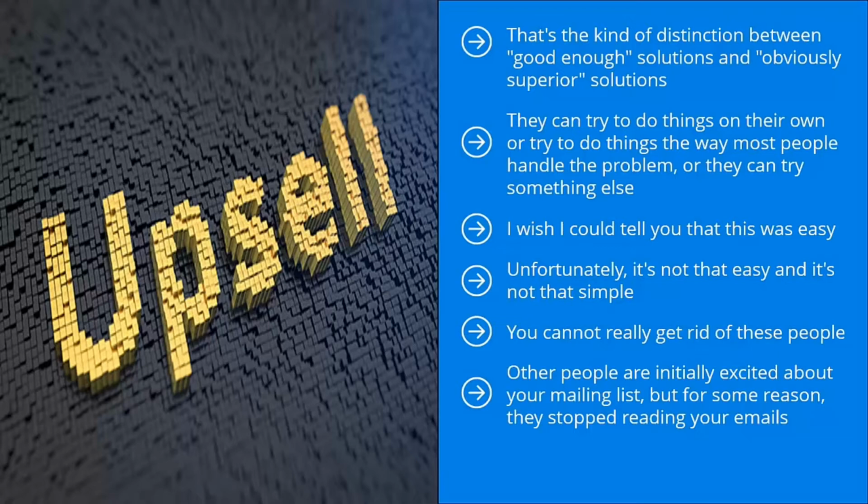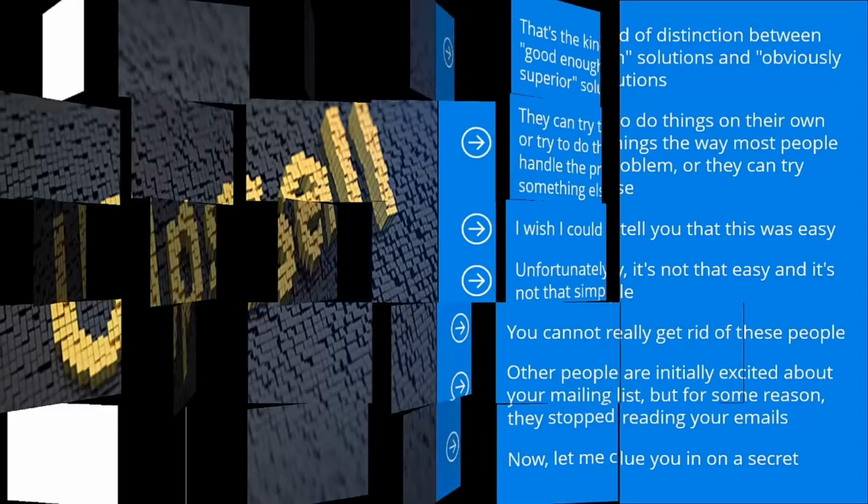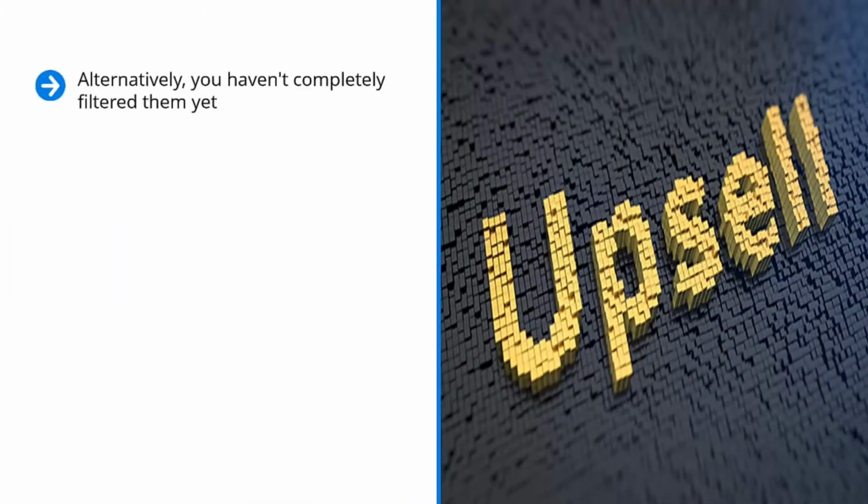Other people are initially excited about your mailing list, but for some reason they stopped reading your emails. Even others constantly check your emails, and they really love what you have to share, but the problem is they feel that your premium offers are simply too expensive. Now let me clue you in on a secret. When somebody tells you that whatever you're offering is too expensive or too unaffordable, what they're really trying to say is that you haven't completely sold them on it yet. Alternatively, you haven't completely filtered them yet. Either they're not motivated enough or you did not give them enough reasons to be motivated. Regardless, they're still on the fence. You need to push them off the fence.